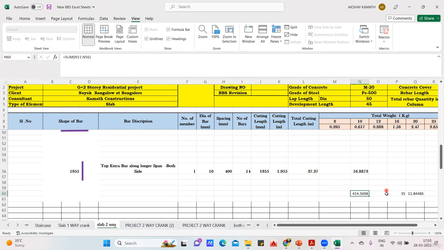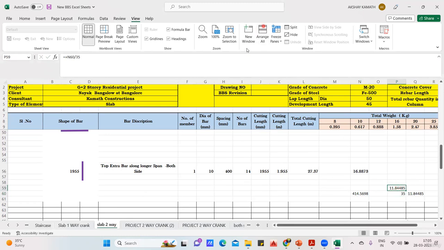For a two-way slab, your length was 5 meter by 7 meters, so I've taken 35 square meter. Again, if I do that, 414 is the total steel required, divided by 35. So almost 12 kg of steel is required per square meter. This is a rough idea of understanding how much steel consumption will happen. But again, this is not a thumb rule for now.